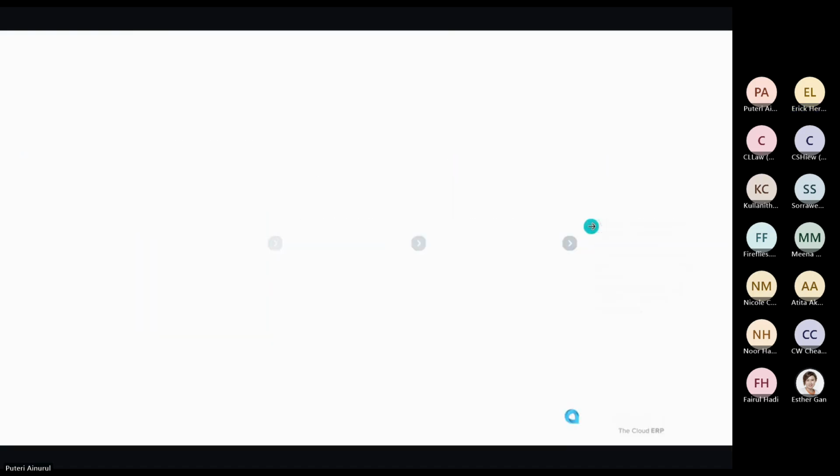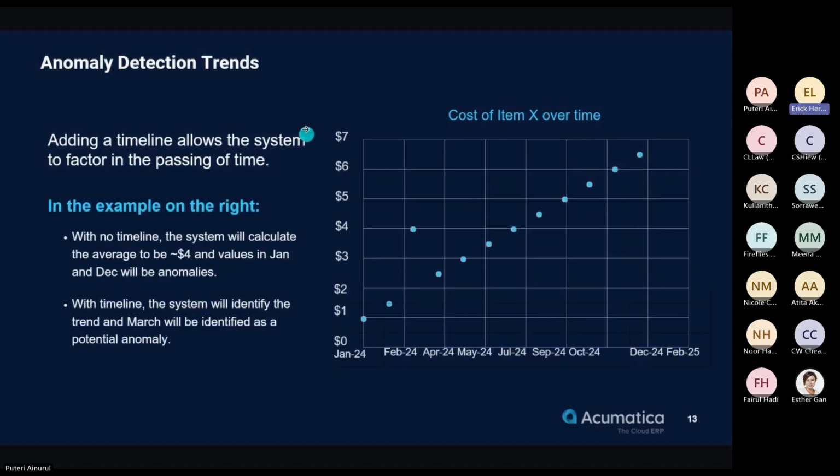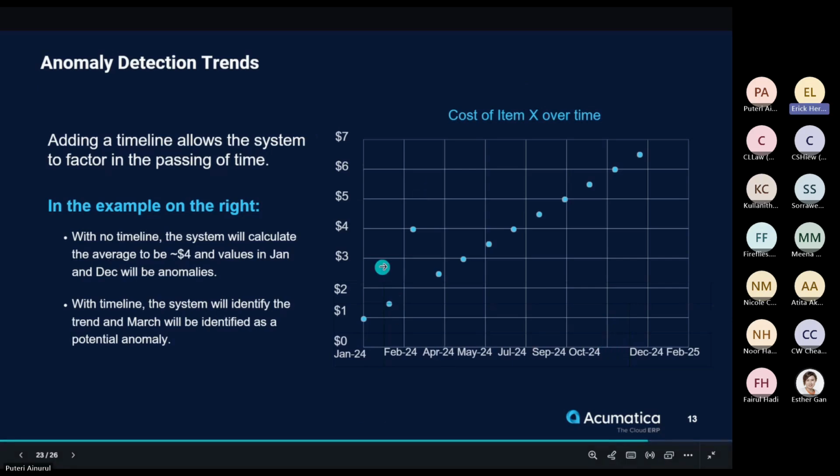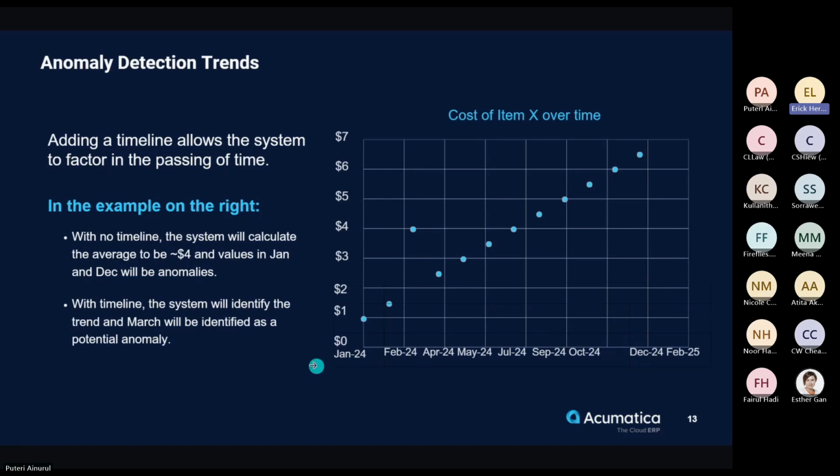Right. So some of the demo on one of the AI functionalities here is on anomaly detection. Let's just say that we have the cost of item X across a period of time. If we don't have the time period here, the system will just average the whole cost, and you will only be able to identify the anomaly being January because it is $1, and December, which is about $6.5. The rest will just be averaged out.